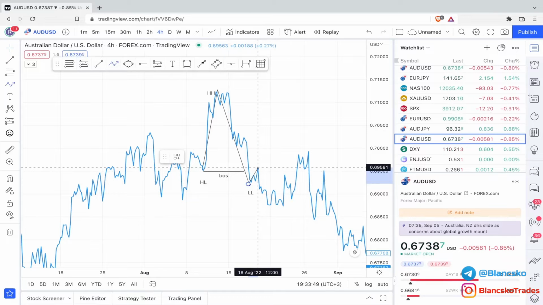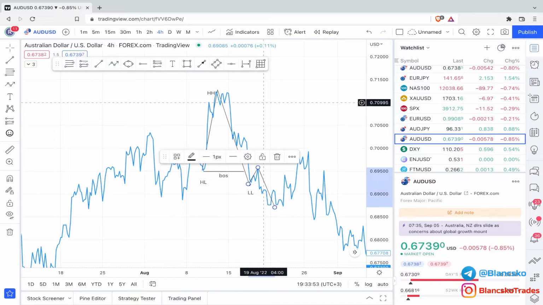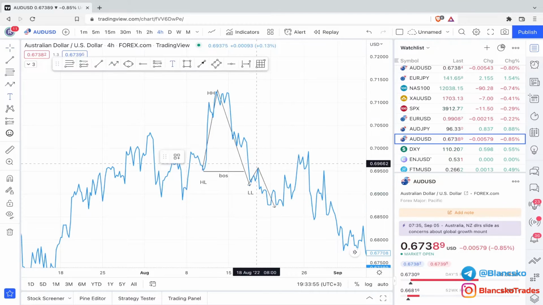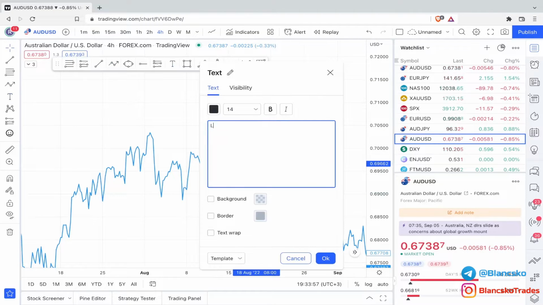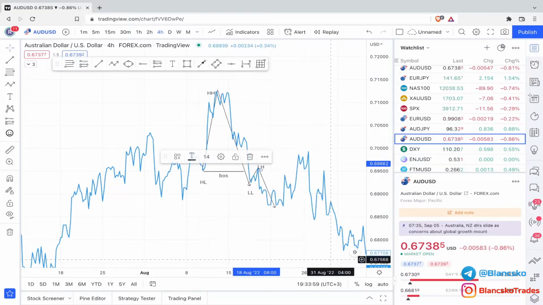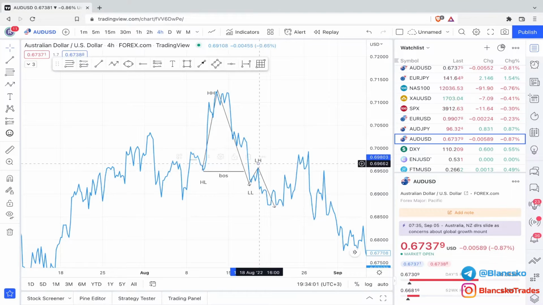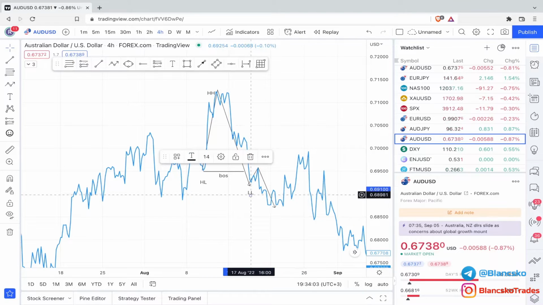Lower high that then created a lower low. Okay, let's just quickly mark the structure. So we have a lower high right here, and then we created a new lower low right here. Let's just clone it for the sake of it and place this one right here as well.